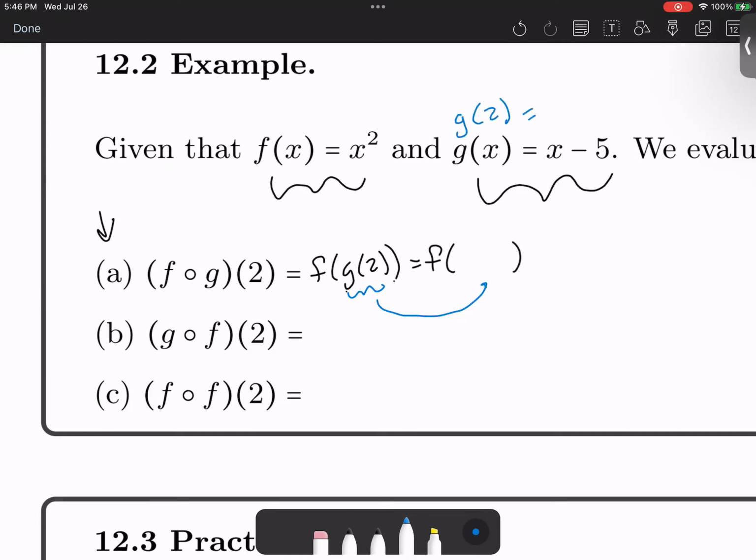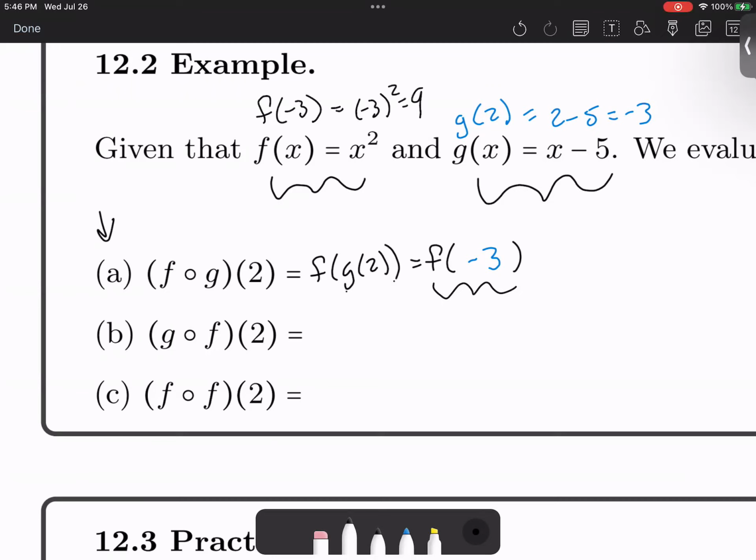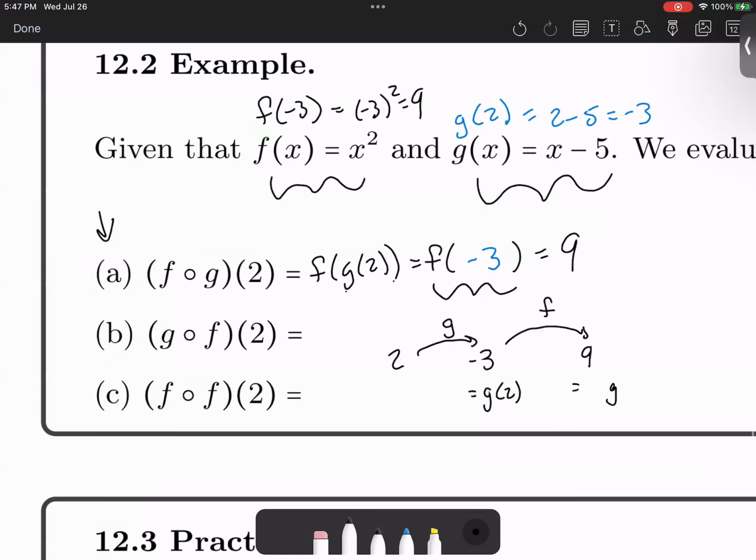G of 2 is equal to 2 minus 5, which is minus 3. All right, and now what do we have to do? What is f of minus 3? So what we just did, we created a chain of functions. We took 2, we mapped it underneath g and got minus 3, right? That was g of 2. And then we mapped that underneath f, and we got 9. That was us taking g of 2 and sending it underneath f.